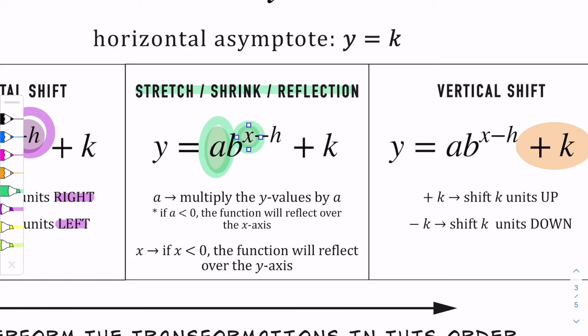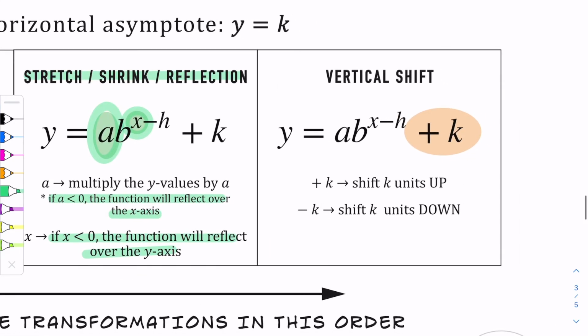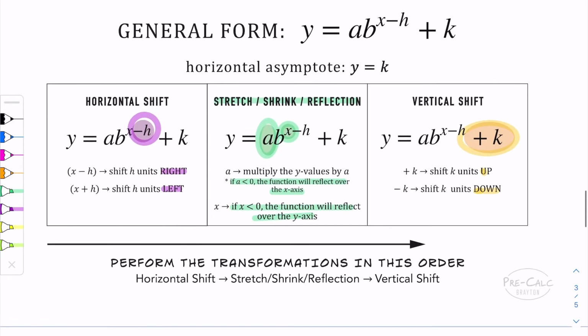You could also have a negative A value, which is a reflection as well. I should have mentioned that. So if you have a negative A value, it's reflecting over the x-axis. If you have a negative x value, it's reflecting over the y-axis. Those two notes are right here. Reflection over x, reflection over y. So whatever variable is negative is telling you which way to reflect it. And lastly, you have your k shift. So the k shift, if you have plus k, you're shifting up. If you have minus k, you're shifting down. Make sure you follow the correct order. So horizontal, stretch, shrink, or reflection. Last, you're doing your vertical shift.